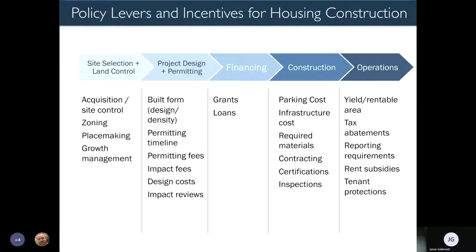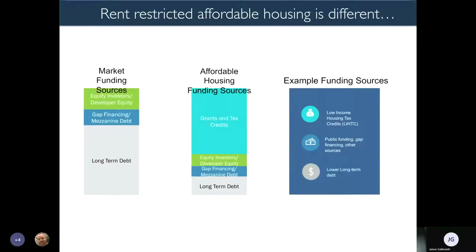But there are other ways that the public sector also interfaces with operations. For example, tax abatements are commonly used tools to help to encourage and incent affordable unit rent. And there can also be changes in the way that reporting requirements are advanced.